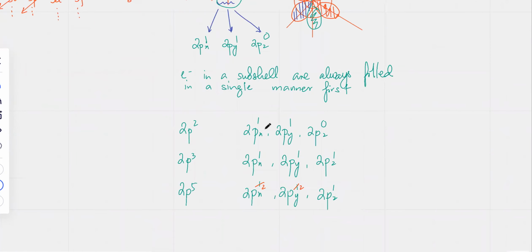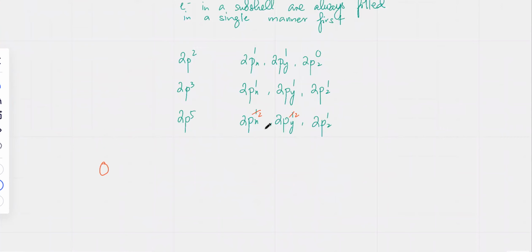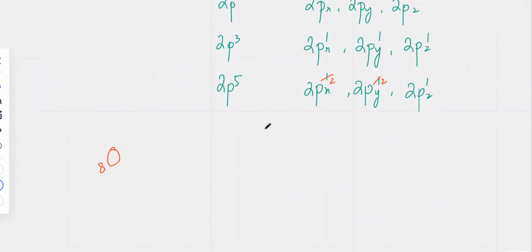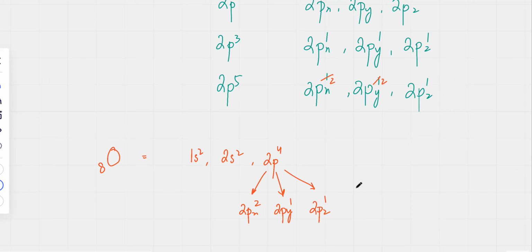So let's do another one. Let's try and do an oxygen atom. How do you write the electronic configuration of an oxygen atom? It's going to be 8 electrons, so it's going to be 1s2, 2s2, and then you'll be left with 4 electrons. The 2p subshell can have a maximum of 6 electrons, so there would be 4 electrons in that. And if you want to figure out how the orbitals look, the 2p subshell has 3 different orbitals. And there's going to be 1 electron each. They're going to be filled up in a single manner first, and then the 4th electron is going to fill up a p orbital completely.